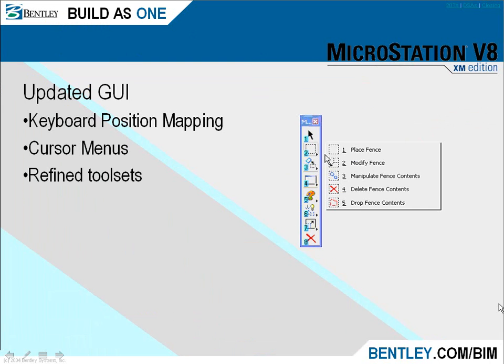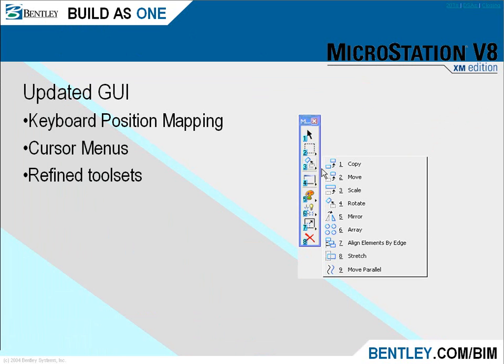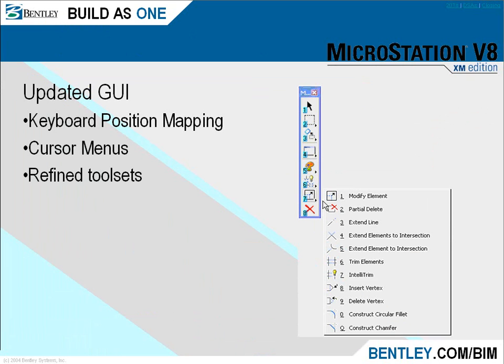We also have an updated GUI where we do keyboard position mapping, cursor menus for easy numerical navigation, and refined tool sets. So it makes finding the tool that you need as simple as using your left hand on the keyboard and pressing combinations of keys rather than going and searching for a particular tool.